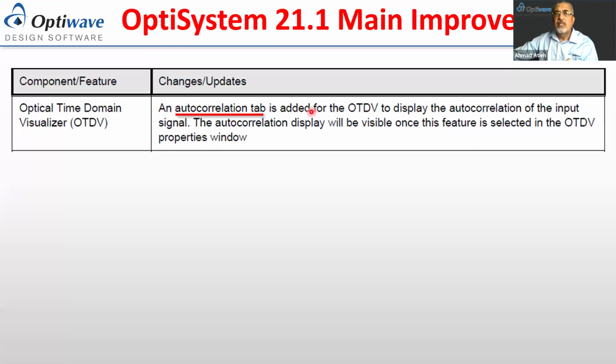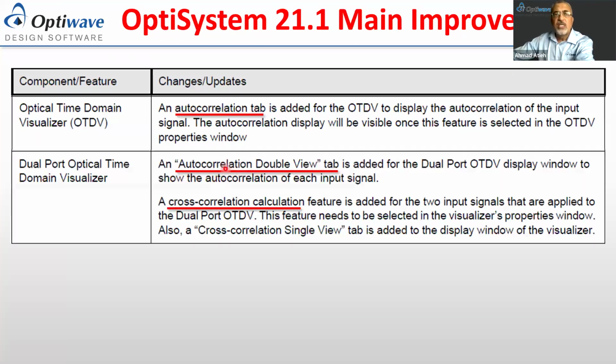Okay, so the next addition is on the dual port time domain visualizer. We added 2 features here. One feature is a dual display of the autocorrelation of each signal on each port. And then we also created a new cross correlation function.